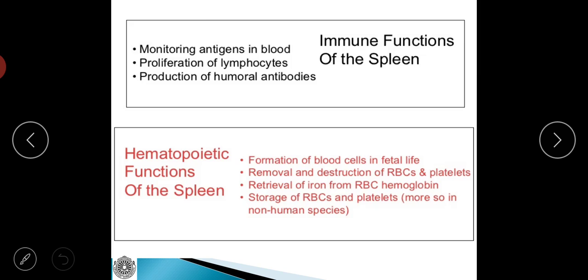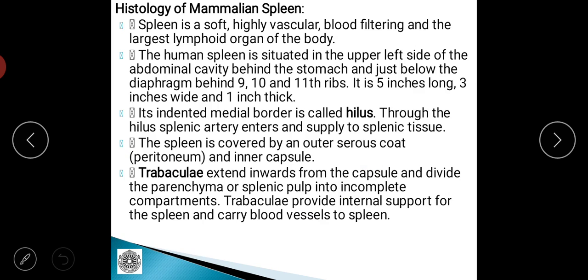And the hematopoietic functions of spleen are as follows: formation of blood cells in the fetal life, removal and destruction of RBCs and platelets, retrieval of iron from RBCs, that is hemoglobin, and storage of RBCs and platelets, more so in non-human species, but very little is known in human species.